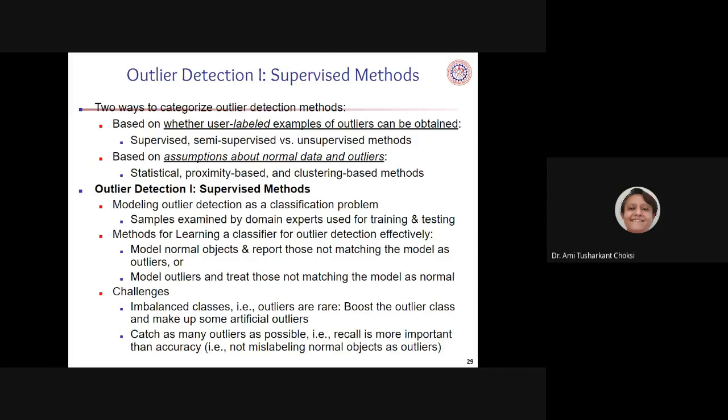Second one is catch as many outliers as possible. That is, recall is more important than accuracy. We have already seen what is accuracy, what is recall, what is precision, what is sensitivity, what is specificity, right? All those measures we have seen in previous lectures, right? So what we do here is catch as many outliers as possible. That is, recall is more important than the accuracy, right?